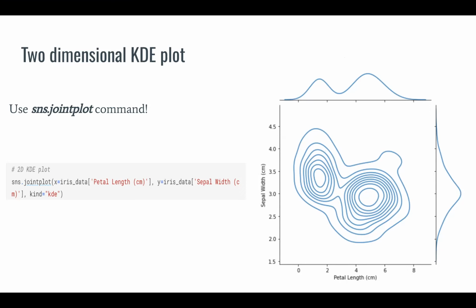So you can see the curve at the top of the figure is for the data on the x-axis, and the curve on the right of the figure is the KDE plot for the data on the y-axis. For this case, it is sepal width, and if we want to show 2D KDE plot, we will see something looking like this.